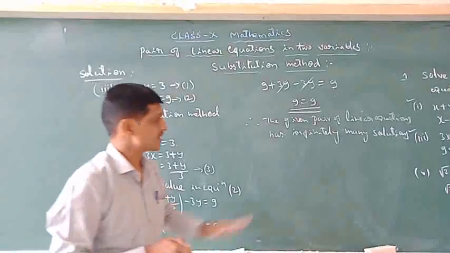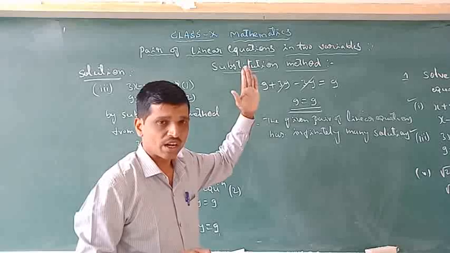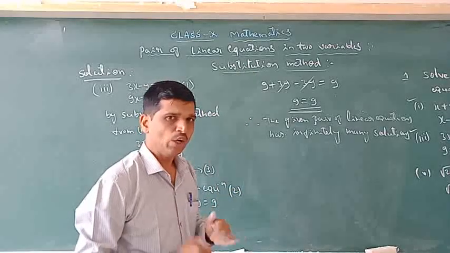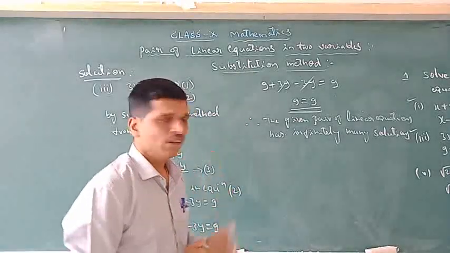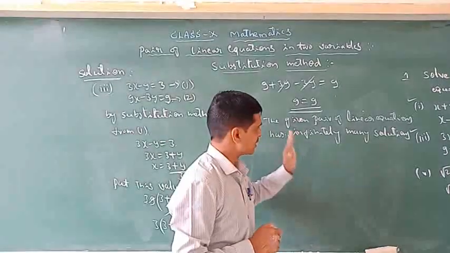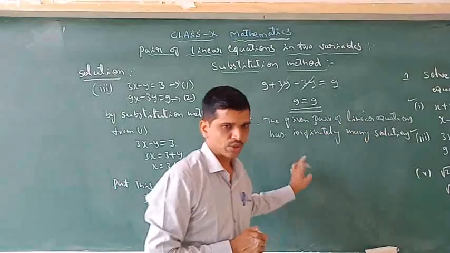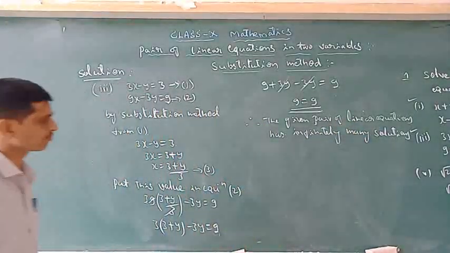Henceforth we cannot guess either the x value or the y value. There are infinitely many solutions at which x and y values can be obtained. So consider any one of them for x and y. That is why it is consistent and has infinitely many solutions. This is the solution.